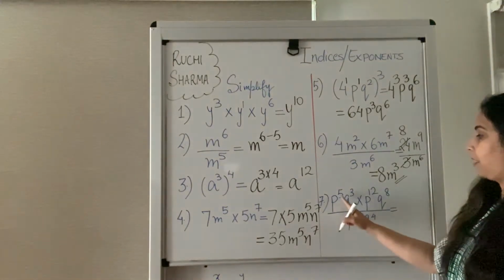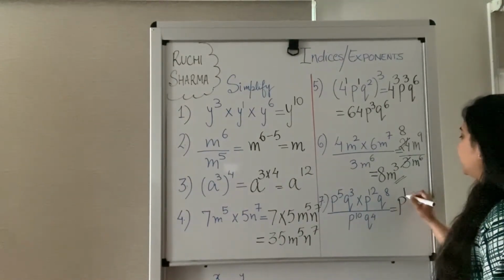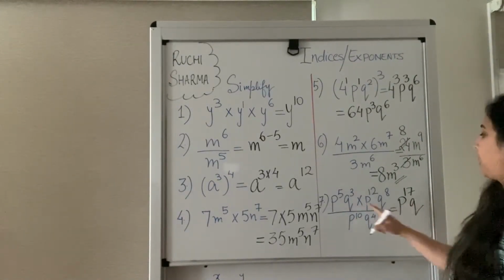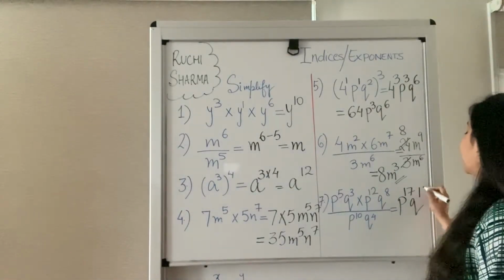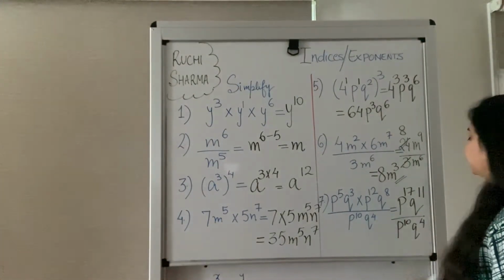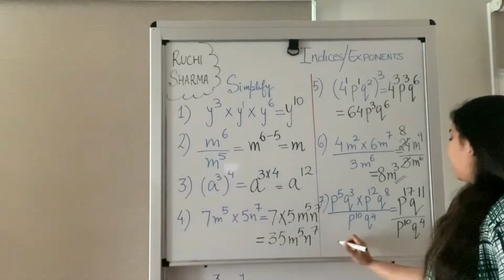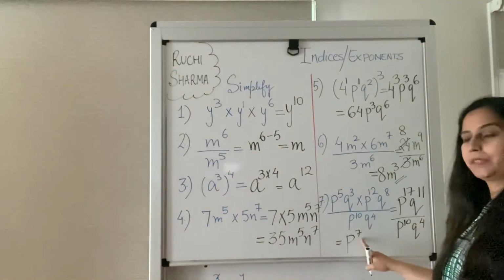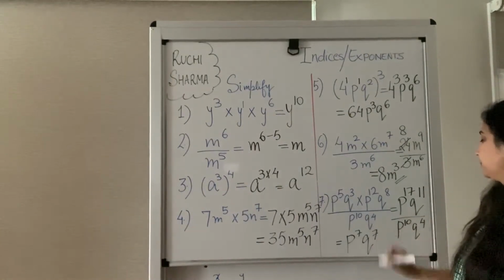So this is p to the power 5 multiplied by p to the power 12. So this is p to the power 17, because you added the powers. Then there is q to the power 3 and 8, which are together because they are again multiplied, so you can add up the powers and make it 11, over p to the power 10 and q to the power 4. So now this is p to the power 17 over p to the power 10, which, when you do the minusing, is p to the power 7, because 17 minus 10 is 7. Similarly for the q, it's 11 minus 4, so it's 7 again.